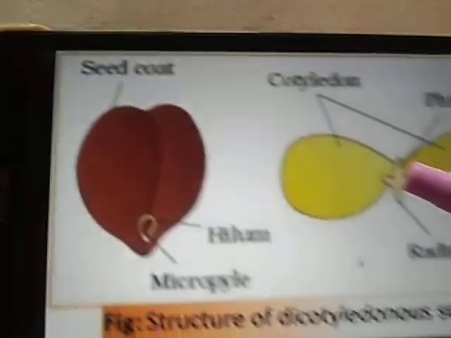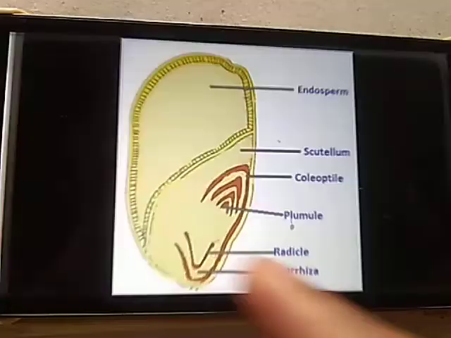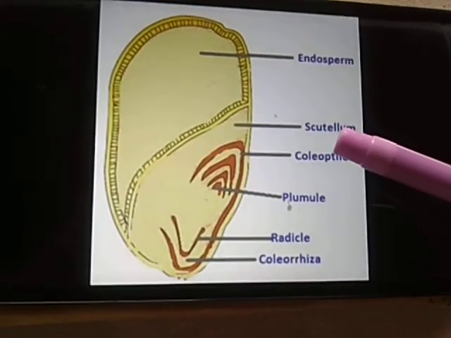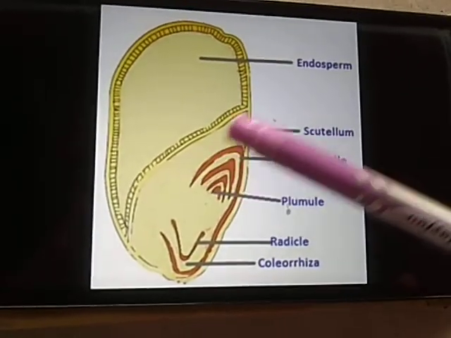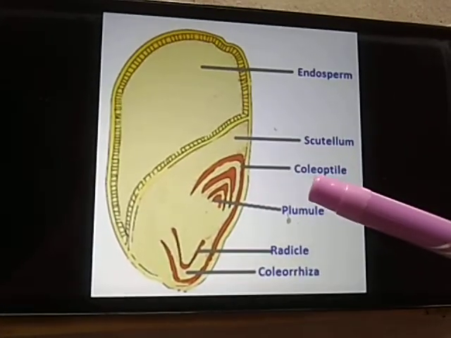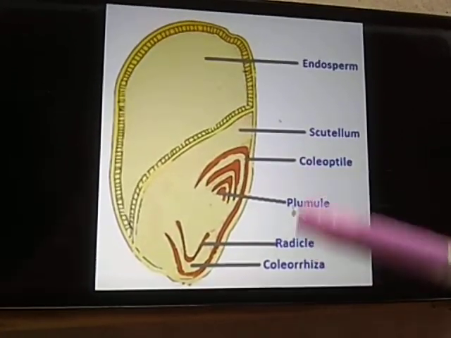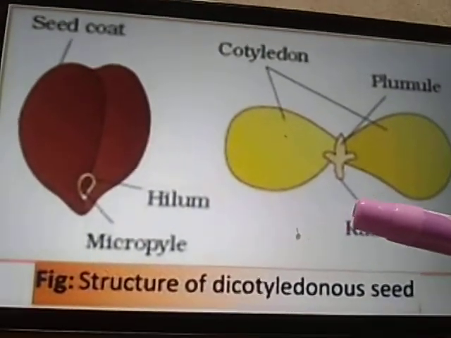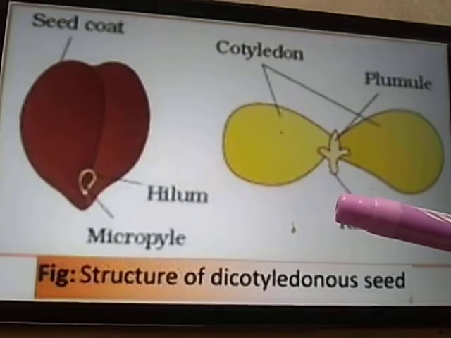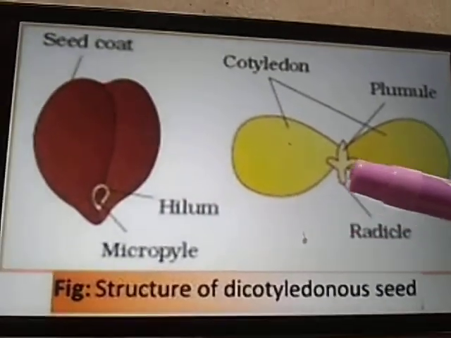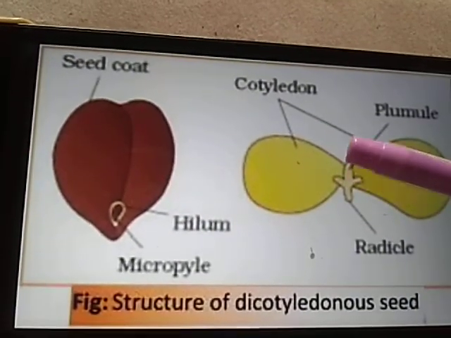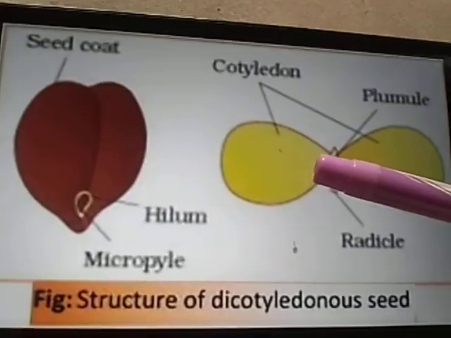So this is the structure of dicot seed, and here is also the structure of monocot seed. It is a monocot seed, that is, maize seed. Here endosperm, scutellum, the single cotyledon, and coleoptile, plumule, radicle, coleorhiza, that you studied in the previous section. So this is the structure of monocot seed, and this is the structure of dicot seed. This is the final product of sexual reproduction in flowering plants. It is covered by seed coat, two cotyledons are there, and one embryo is there. Embryo axis is there, that you have studied in the previous section.